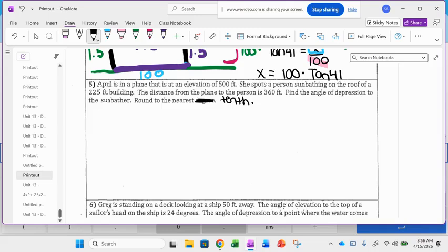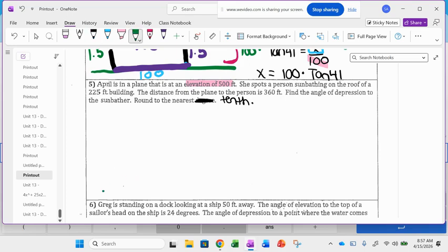So I read through it once, reading through it again. April is in a plane at an elevation of 500 feet. Can I make April a dot on the ground? No. What specifically tells me that I cannot make April and this plane a dot on the ground? Jack. Good. It's saying April is in a plane that's at an elevation of 500 feet. What does that mean, at an elevation of 500 feet? It means she is 500 feet from where? The ground, exactly. So because we gave that plane height, we have to consider it.